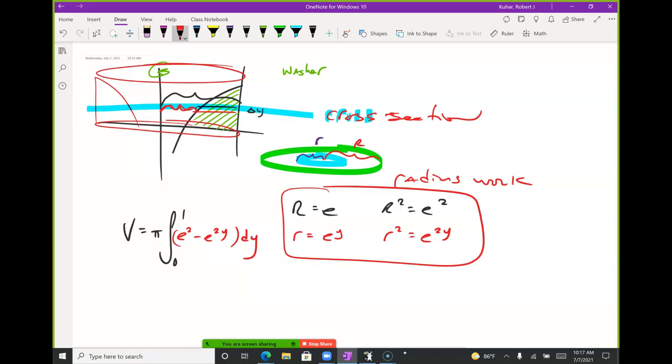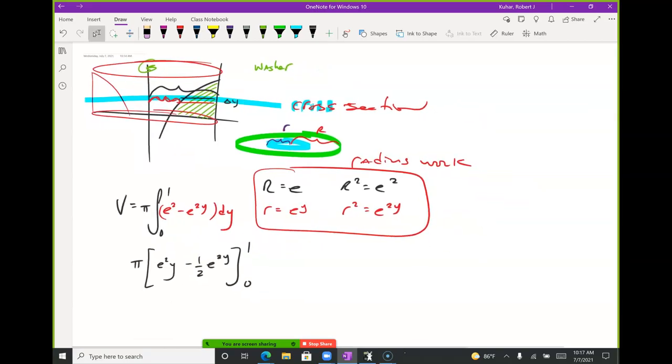So now these integrals are easy. We've already done the worst one out of it. The first part is just e squared. That's just a constant. So I get e squared y. And the second one we've already figured out. It's 1/2 of e to the 2y. And we're evaluating at 1 and 0. Because I just did the e to the 2y before, I'm not doing that whole u-sub again.